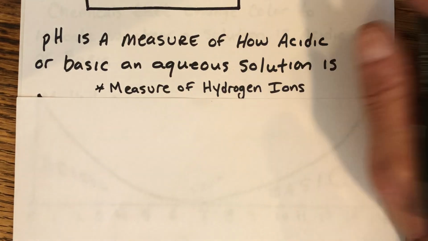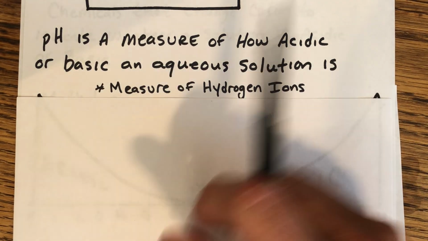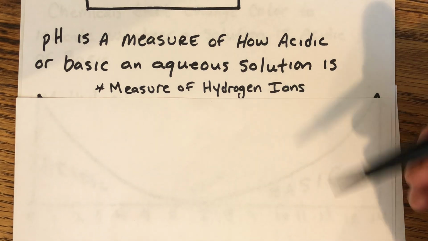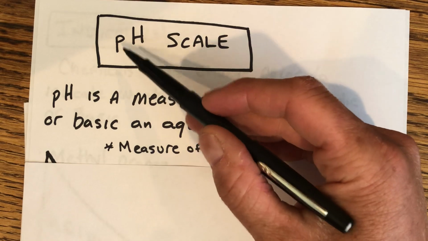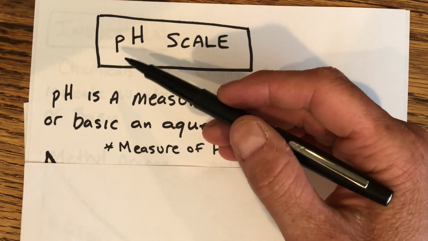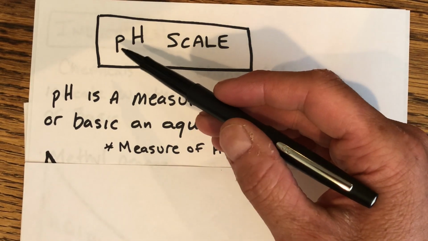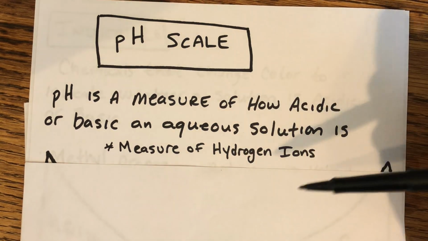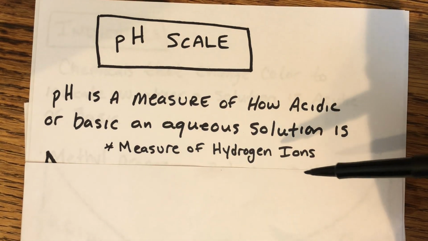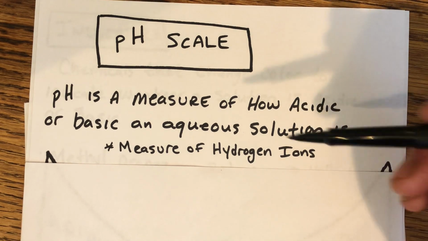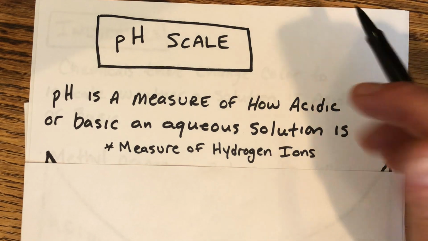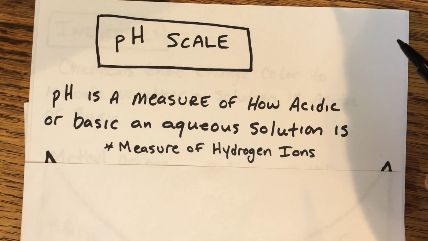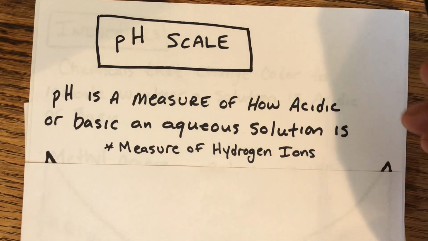So pH is a measure of how acidic or basic an aqueous solution is. And this H here, the P kind of stands for the power of, it's actually a French word, power of hydrogen. It just measures the amount of hydrogen ions that are in a solution. So the more hydrogen in solution, the more acidic the solution is. And of course, the less hydrogen is present, the less acidic the solution is, okay?